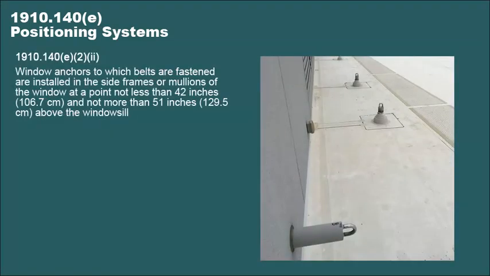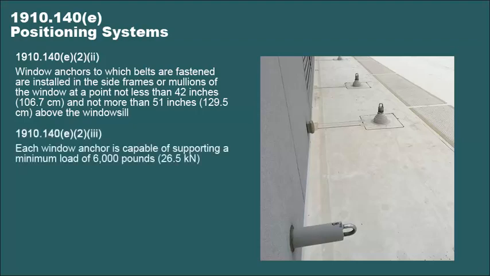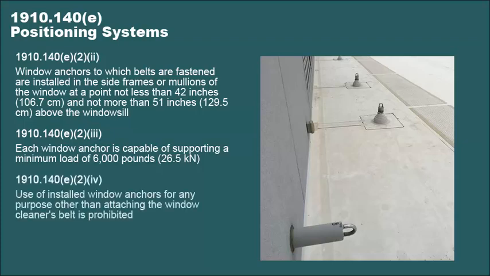Window anchors should be fastened and installed in the side frames or mullions of windows at a point not less than 42 inches and not more than 51 inches above the windowsill. Window anchors should be capable of supporting a minimum load of 6,000 pounds, and using the installed window anchors for any purpose other than attaching them to a window cleaner's belt is prohibited.